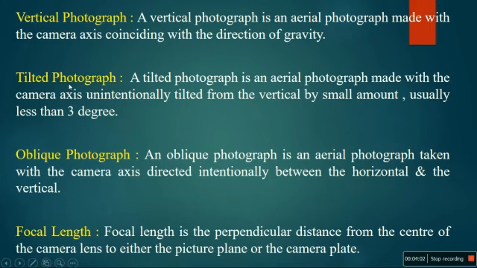Next definition, that is tilted photograph. A tilted photograph is an aerial photograph made with the camera axis unintentionally tilted from the vertical by a small amount. Usually this is 3 degrees.